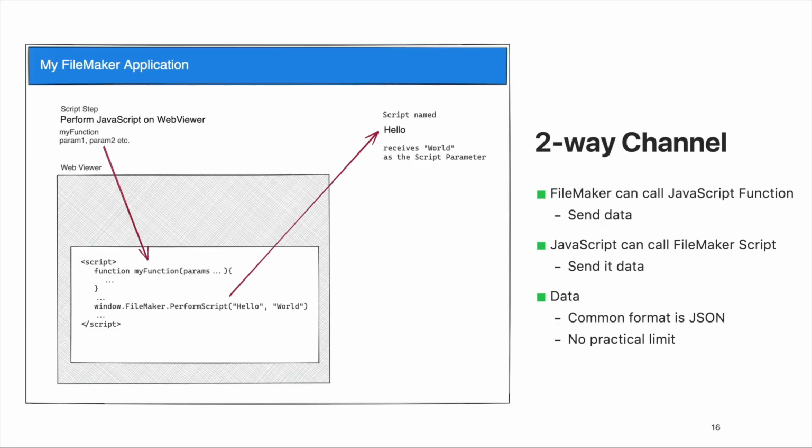We can call in with Perform JavaScript on Web Viewer. We call a function which is declared inside of our JavaScript. And then we can call out using that FileMaker.PerformScript method that will enable us to call out to FileMaker and tell it to do something in response to activity that's going on within the application.